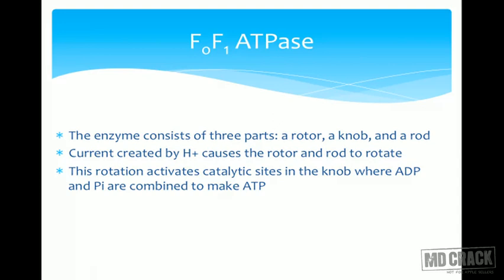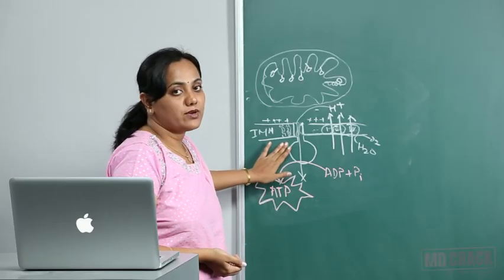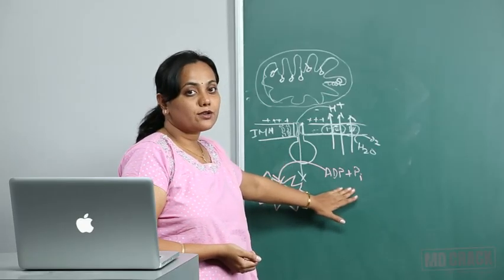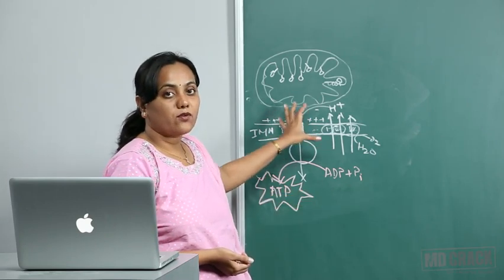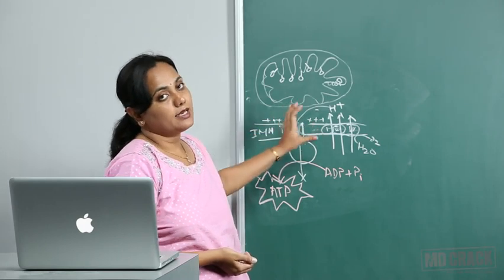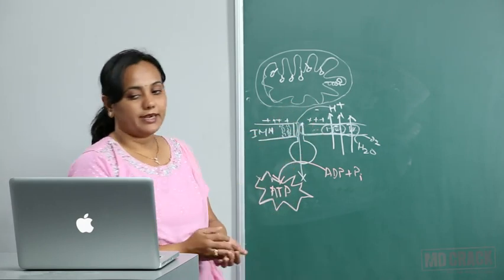It is a molecular motor, and the current caused by the H+ causes the rotor and the rod to rotate. This rotation activates the catalytic sites in the knob where ADP and Pi are combined to make ATP. There is what is called the binding change mechanism. Let us not go so much into the details. Just remember that F1 catalyzes the phosphorylation of ADP to form ATP. During this, the proton motive force, the free energy that is present, is used for the synthesis of ATP.